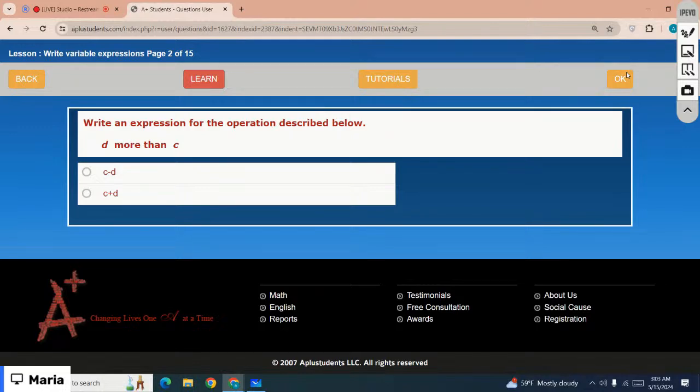Write an expression for the operation described below. D more than C. So which is the correct option? That is C plus D is the correct option, right? More means you need to add.